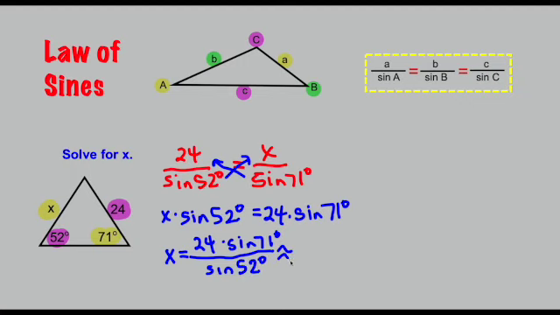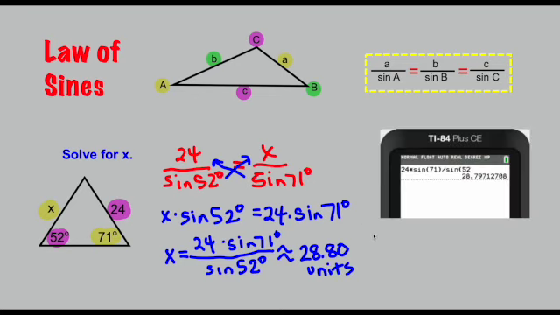Grab your calculator right now and see if you can calculate this correctly. If you do it correctly and round off to two places, you should get 28.80. And we can go ahead and write units on here. Just in case you didn't get 28.80 when you were working with your calculator, let me show you what it looks like on my calculator. So 24 times sine 71, and what you need to add in is you need to close the parentheses after the 71. The calculator will not automatically do that, and then press divide sine 52. There's no need to close the parentheses here because it's the last thing we're doing, and that's how we got 28.80.